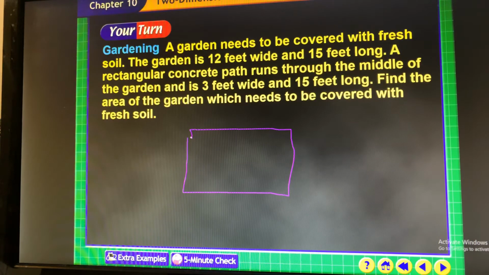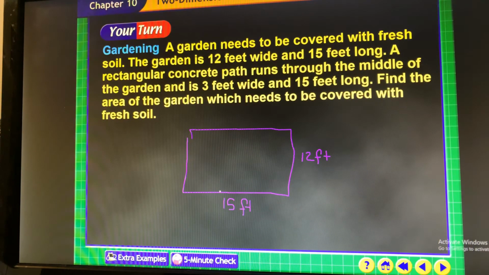Oof. So it's 12, something's wrong. So it's 12 feet wide and 15 feet long. It's a good garden. A rectangular concrete path runs through the middle of the garden, and it's 3 feet by 15 feet. Well, anyways. Find the area of the garden which needs to be covered with fresh soil. Let's assume that you're not going to put soil on the concrete path. So think about how you're going to solve this problem.